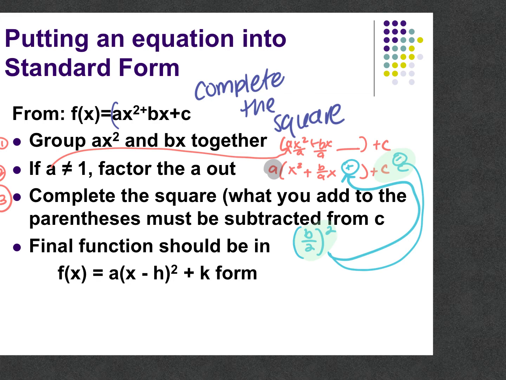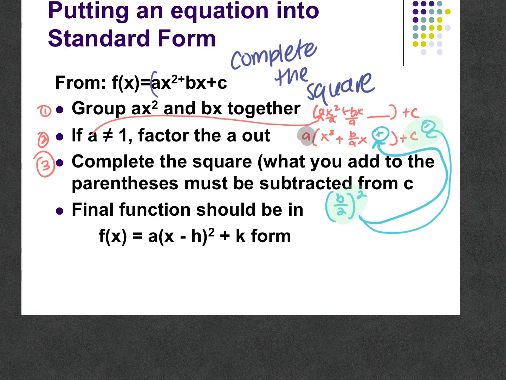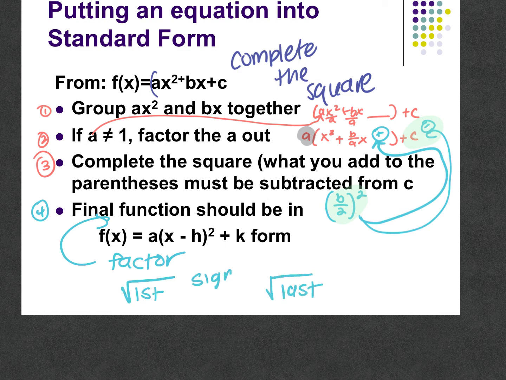And then we're going to factor what's left to get our standard form. And to factor your perfect square trinomial, you square root the first term, you square root the last term, and you take the sign from the middle term. That's your shortcut for factoring a perfect square trinomial. You put it in parentheses and you square it.